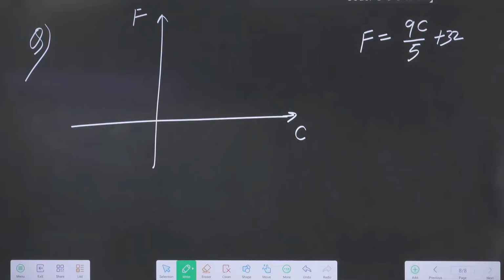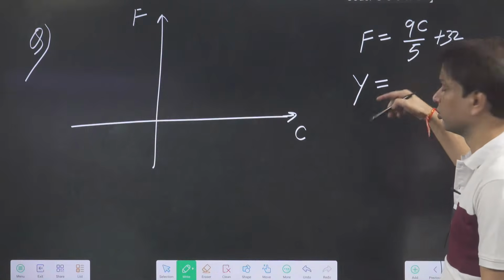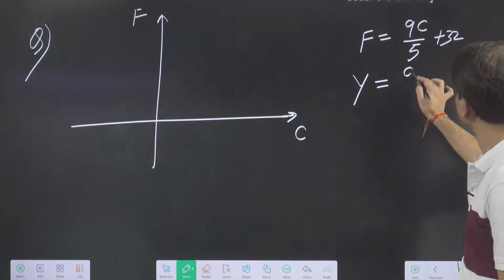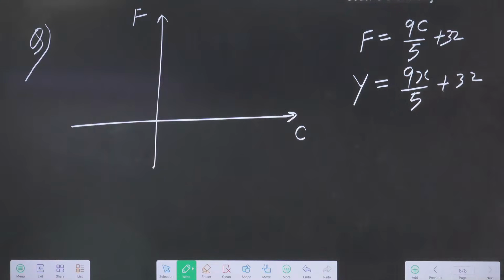Now, F I am plotting on the y-axis, and C I am plotting on the x-axis. So y is equal to 9x by 5 plus 32. Then what we got? y is equal to mx plus c.